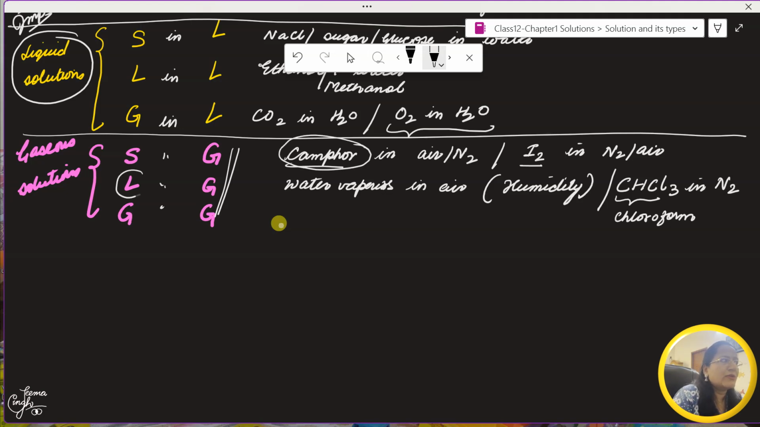Here, the first liquid that comes to our mind is water vapors, that is humidity, or think of a liquid which is quite volatile. Chloroform is one such example. So let's move on to the last example.